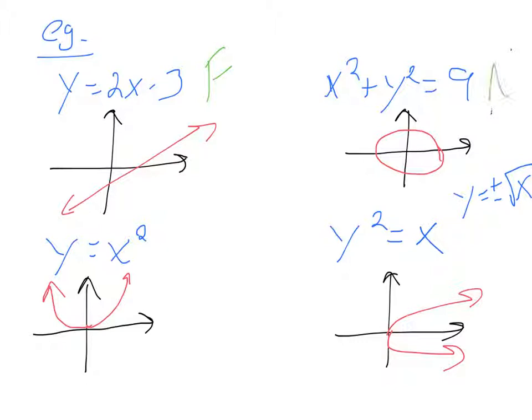This one's not a function. This one is a function. This one's not a function. Can anyone come up with a graphical rule for how we can tell just by looking at the graph of the function, or the graph of the relation, I should say, whether it is a function or not?